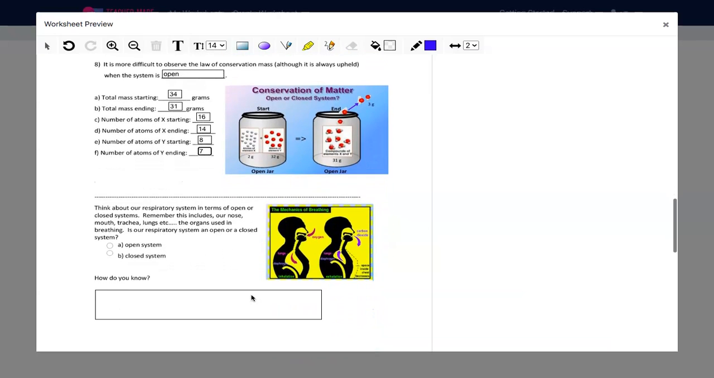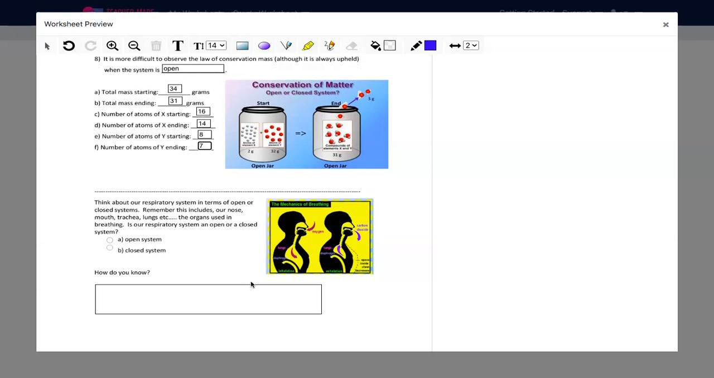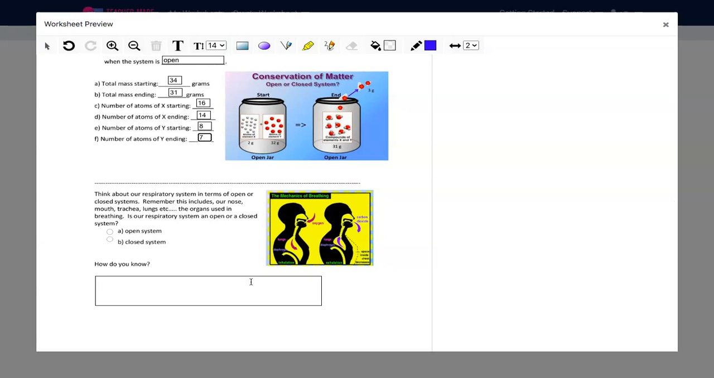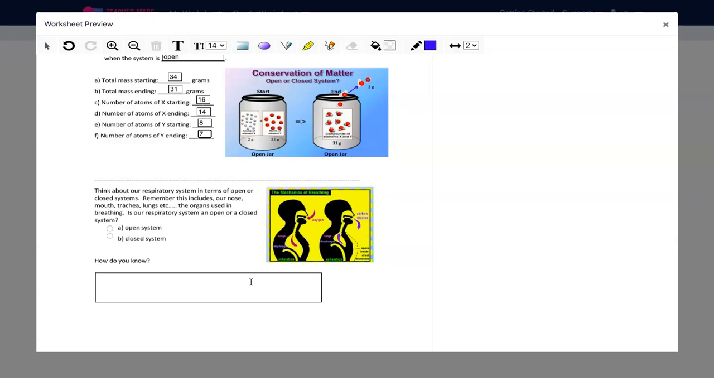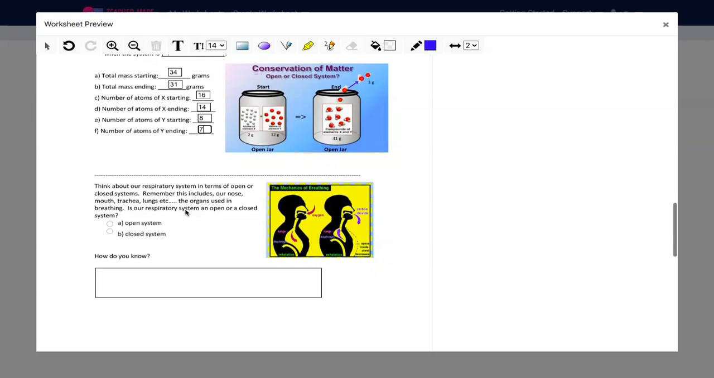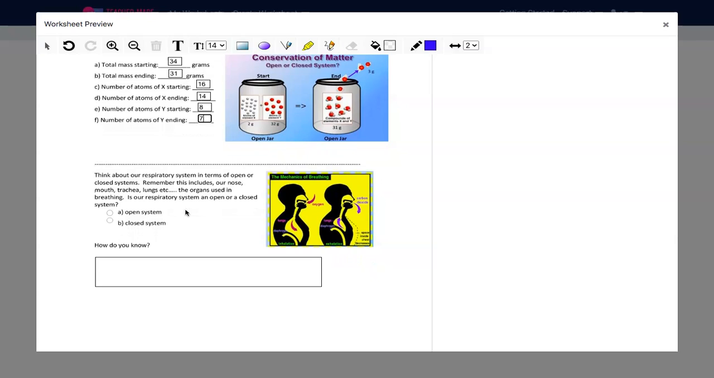So think about your respiratory system in terms of being an open or a closed system. Remember, it's going to include things like your nose, your mouth, your trachea, which is just the tube that goes down your throat and leads from your mouth to your lungs, etc. The organs used in breathing. Is our respiratory system an open or a closed system? So hopefully, after thinking about this for a second, you realize that it's an open system.